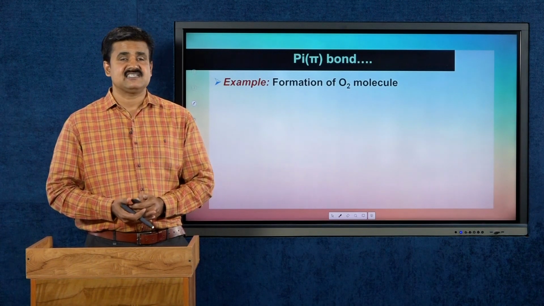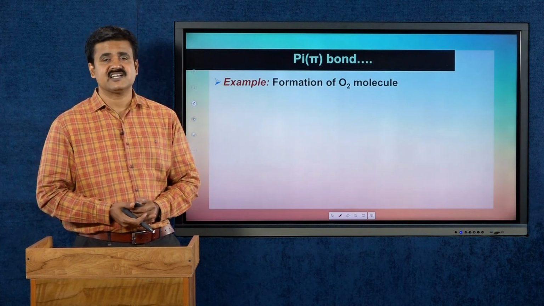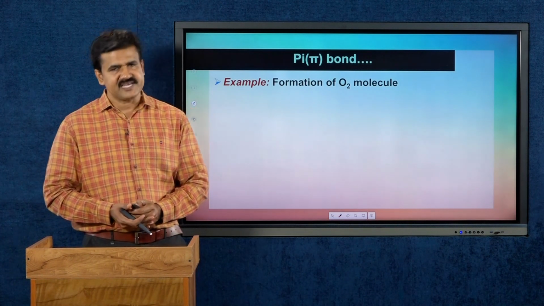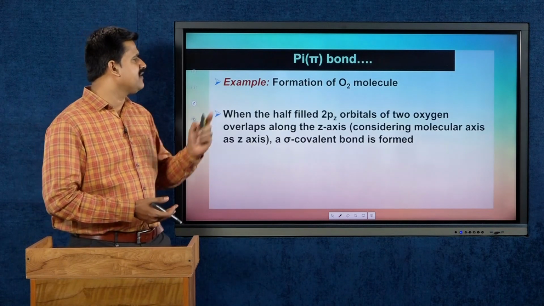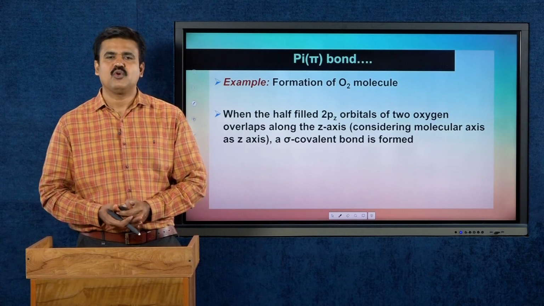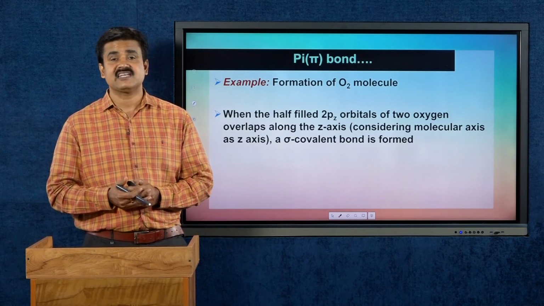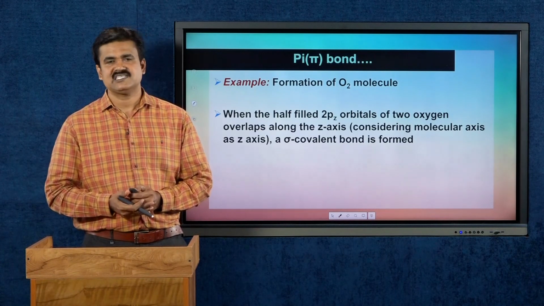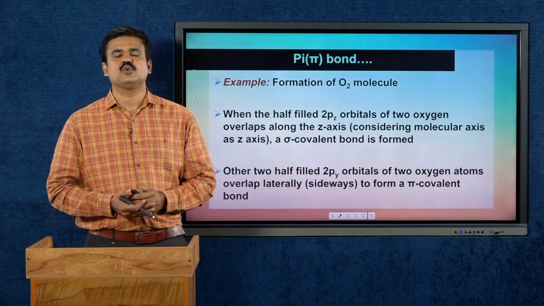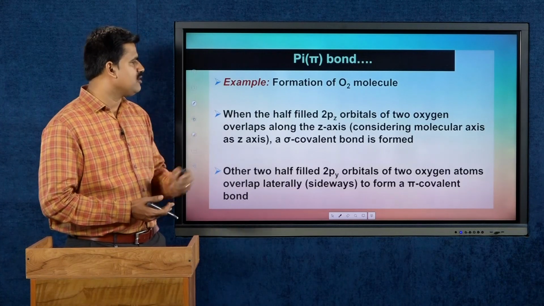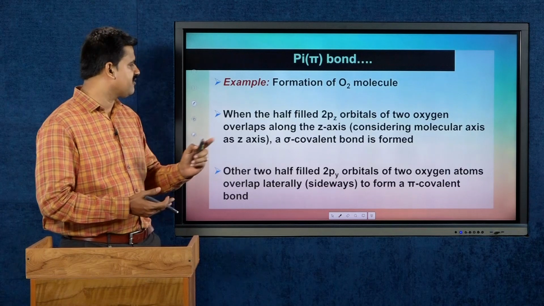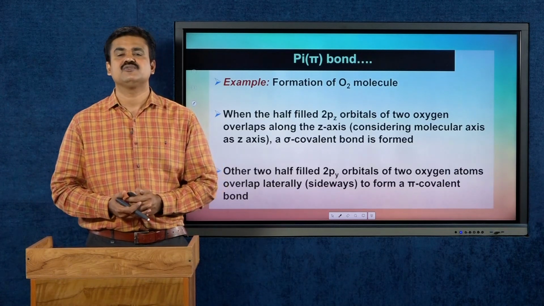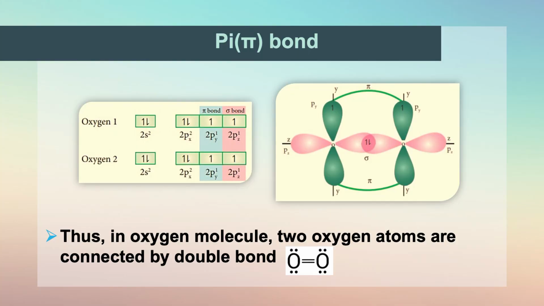We can illustrate the formation of the pi bond by considering the O2 molecule as a representative example. When the half-filled 2pz orbitals of two oxygen atoms overlap along the z axis, practically we are taking the z axis as the molecular axis, a sigma covalent bond is formed. The other two half-filled 2py orbitals of the two oxygen atoms overlap laterally or sidewise to form a pi bond. The pi bond formation in the oxygen molecule can be represented like this.